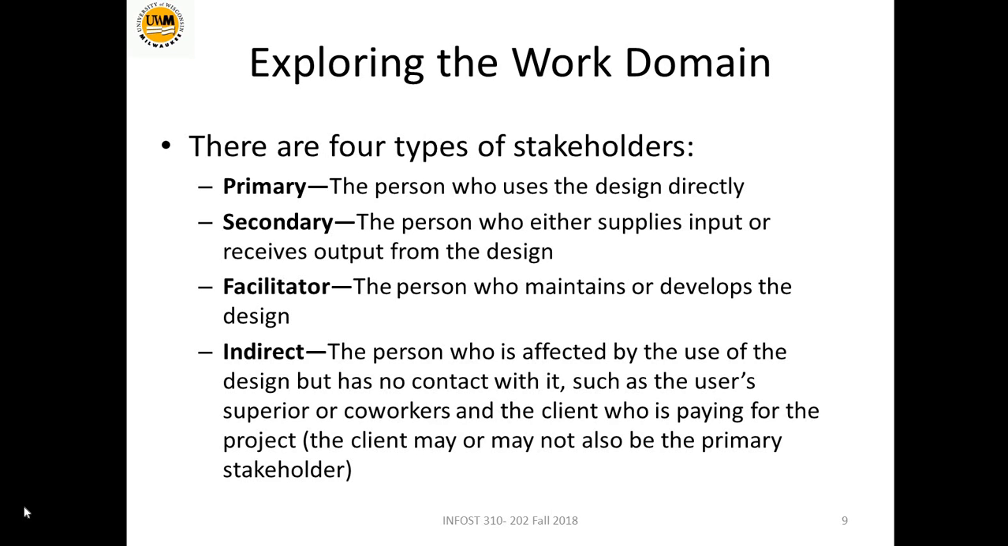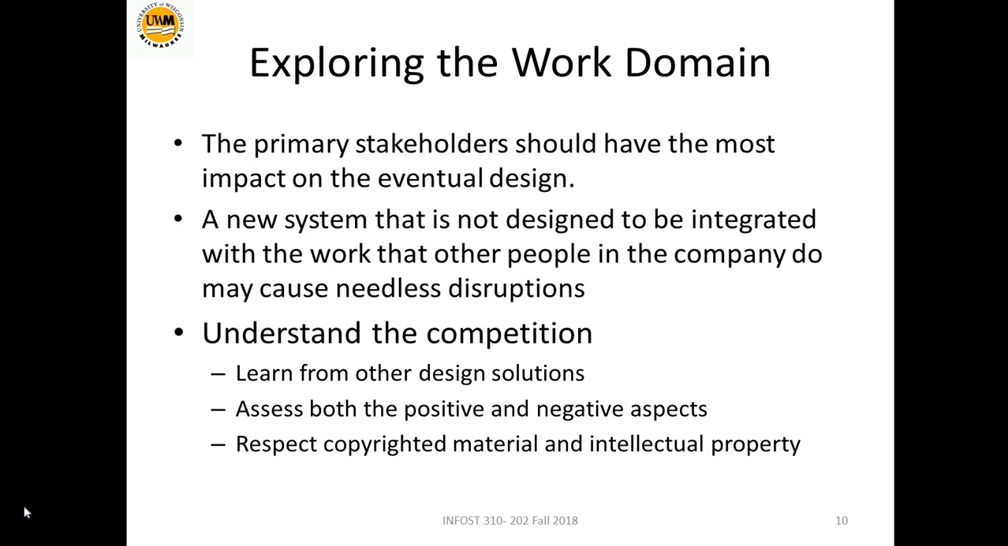We have four types of stakeholders. We have primary, secondary, facilitator, and indirect. Primary is the person who uses the design or the project directly. Secondary is a person who either supplies input or receives output. Facilitator is a person who maintains and develops and manages the design, and indirect is a person who is affected by the use of the design but has no contact with the design. Primary stakeholders should have the most impact. We should get the most information from the primary stakeholders.